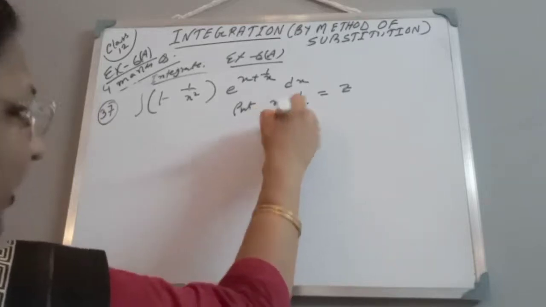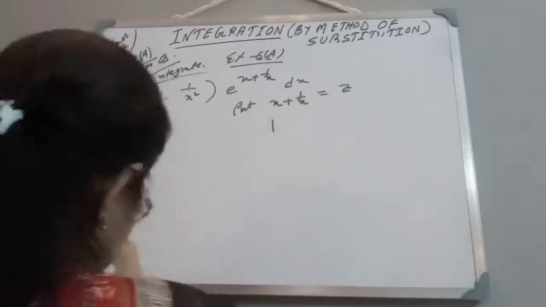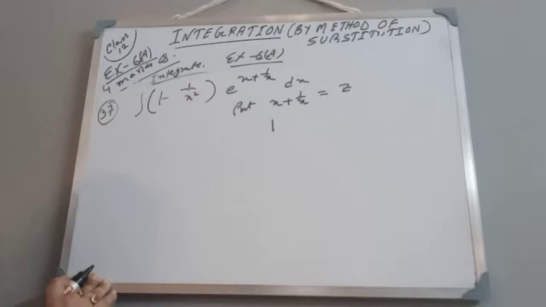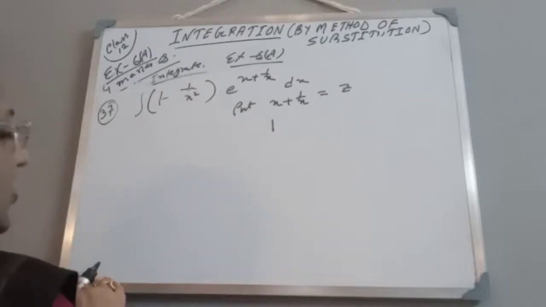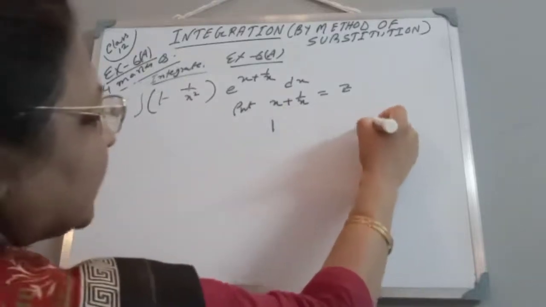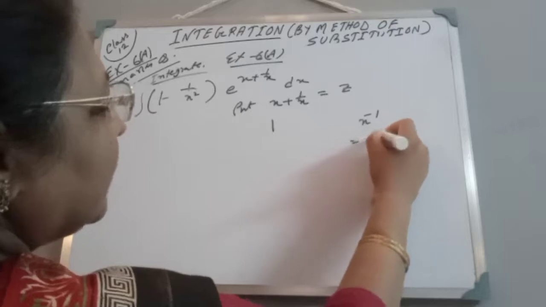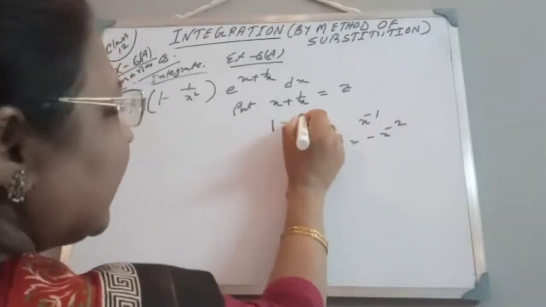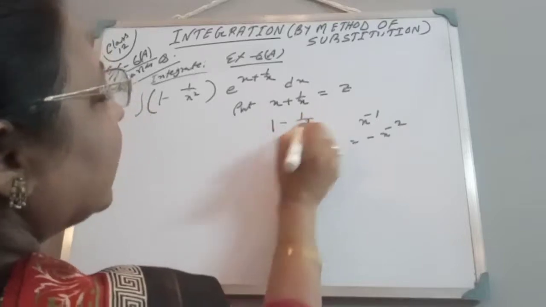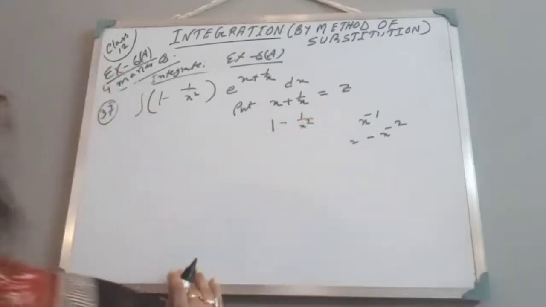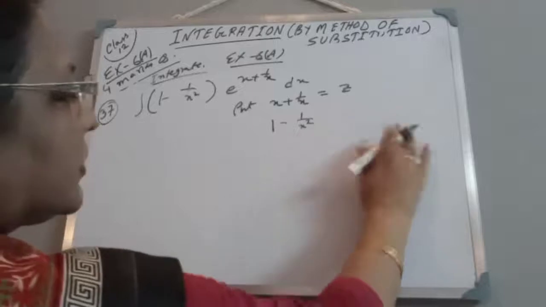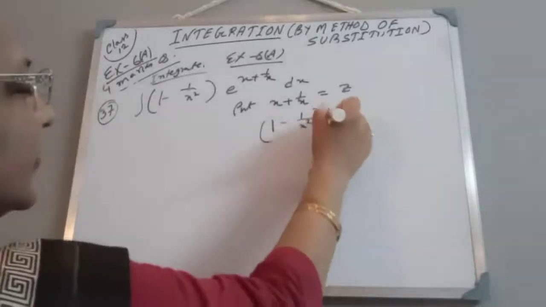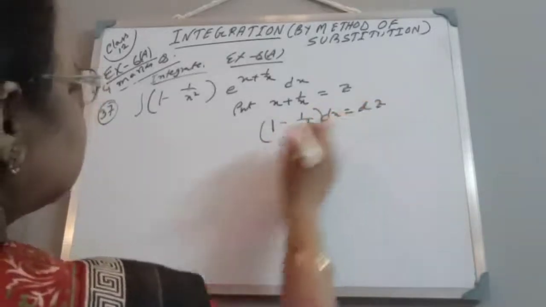Dx of x is 1, and 1 by x means x to the power minus 1, so it will be minus x to the power minus 1 means what? What we will write? It will be minus x to the power minus 2. So it is minus x to the power minus 2, means 1 by x square. Understood? So it is coming 1 into 1 minus 1 by x square dx is equal to dz.